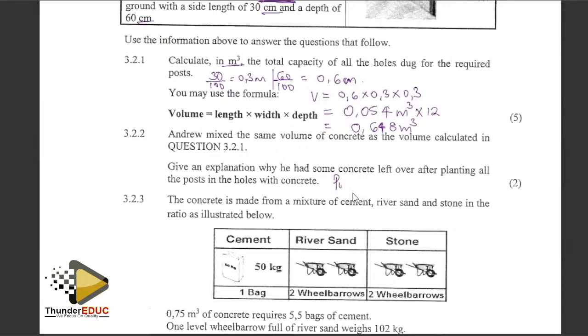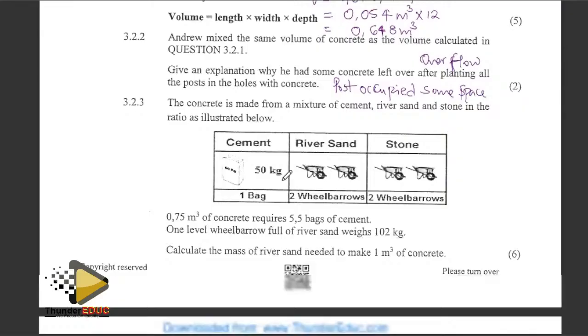The post occupied some space within the concrete, so it had to overflow. It's just like you filling up a cup with water and you insert your hand. Definitely, that water will have to overflow. Why? The hand has taken some space. All right, these are 6 marks.